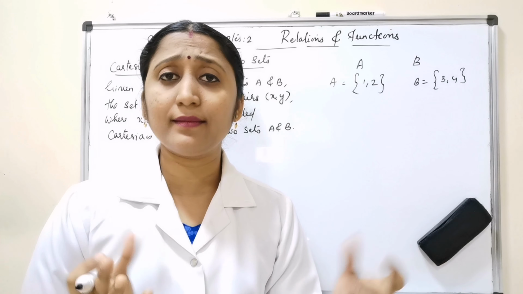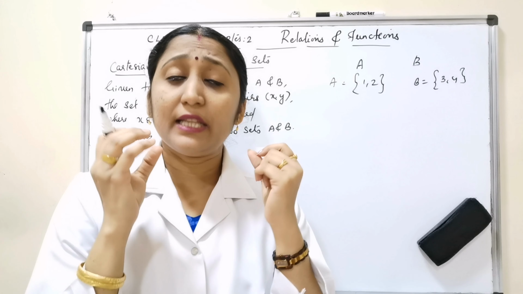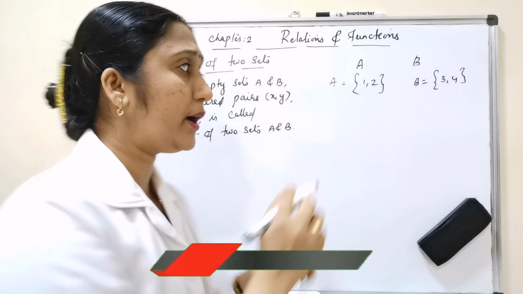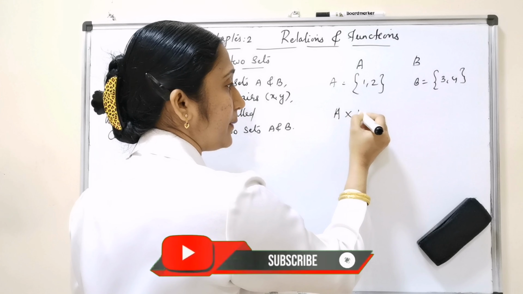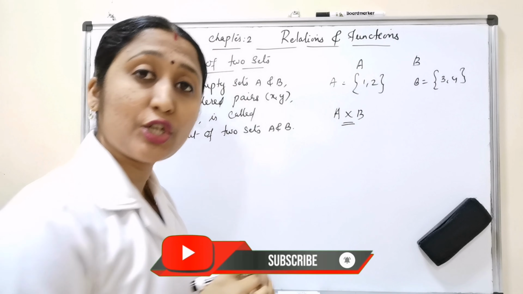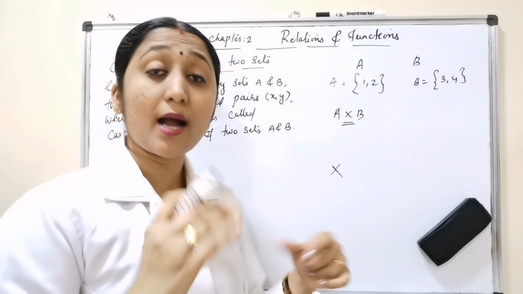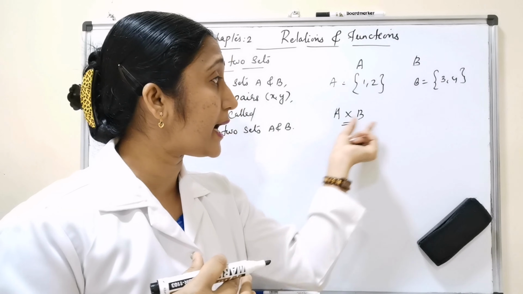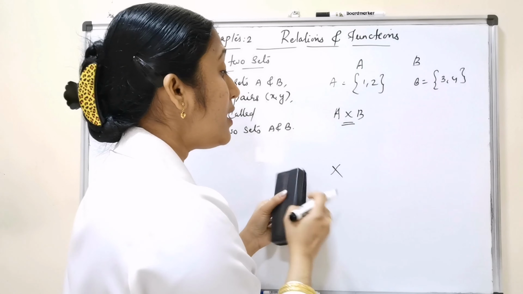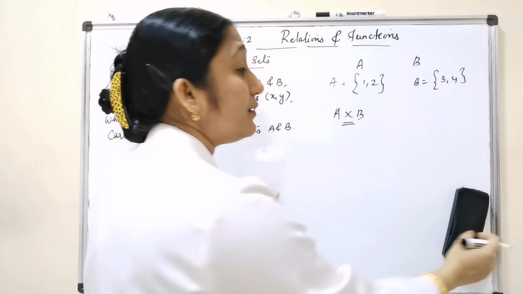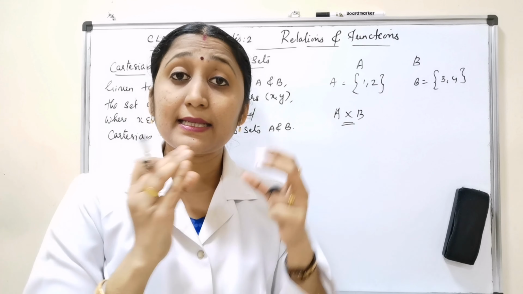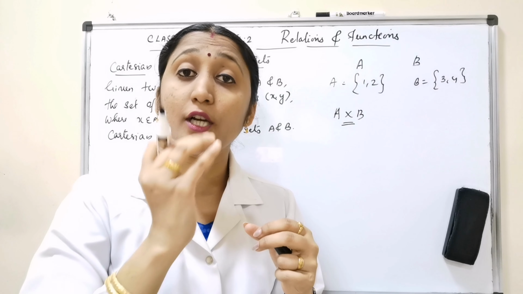How can we find the Cartesian product? The Cartesian product is denoted by A cross B. This is the symbol of the Cartesian product. We already discussed that a product can be written like this. The Cartesian product of two sets, set A into B, means A cross B. And it is denoted by a set, and inside the set there are a number of ordered pairs.